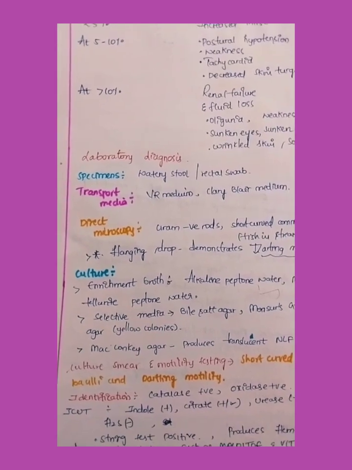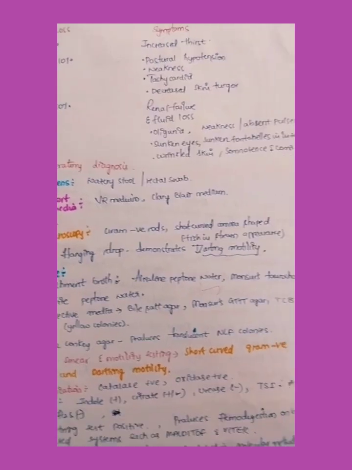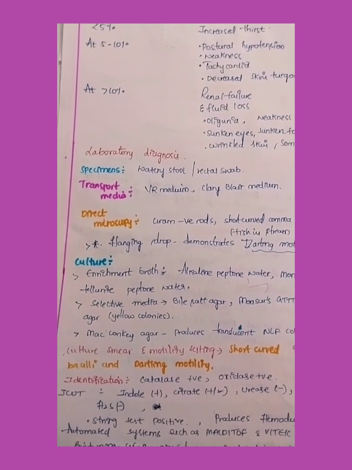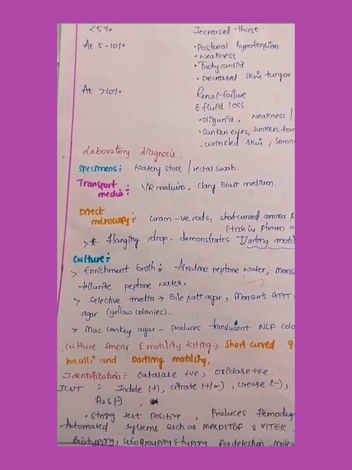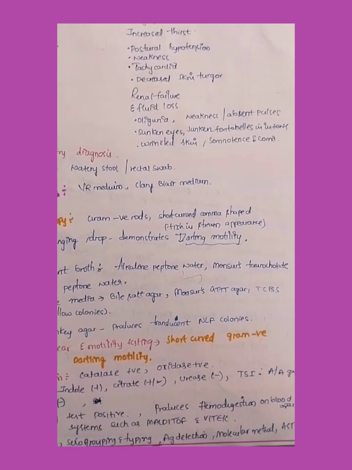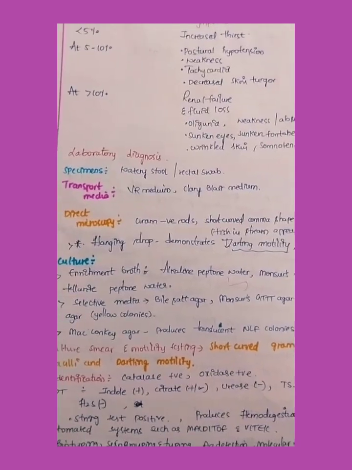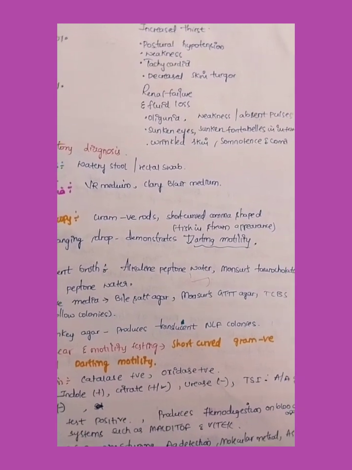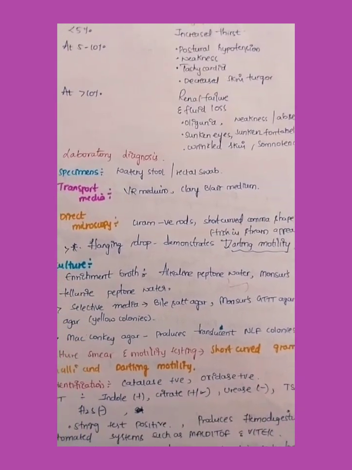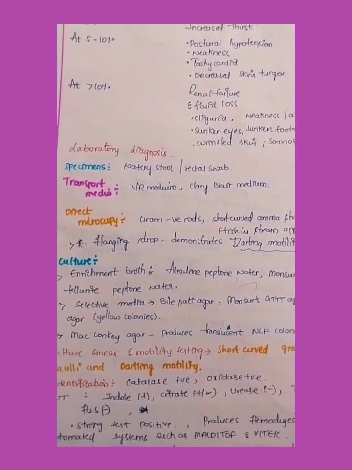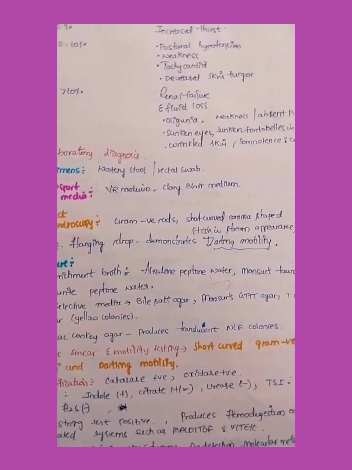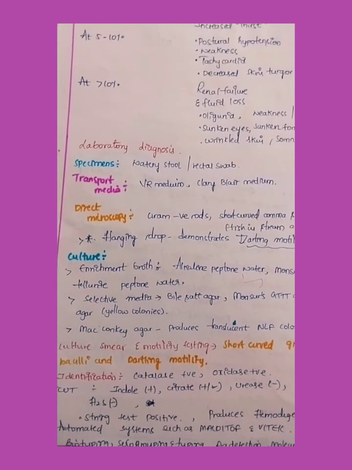For culture, enrichment broths are alkaline peptone water, Monsur's taurocholate tellurite peptone water. Selective media are bile salt agar, Monsur's taurocholate tellurite agar, and TCBS, thiosulfate citrate bile salt sucrose agar, in which we will see yellow colonies. MacConkey agar produces transient non-lactose fermenting colonies.